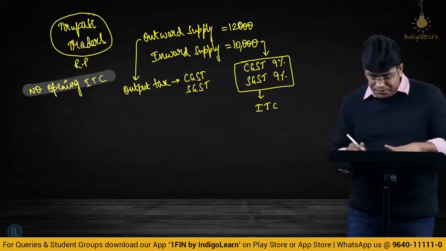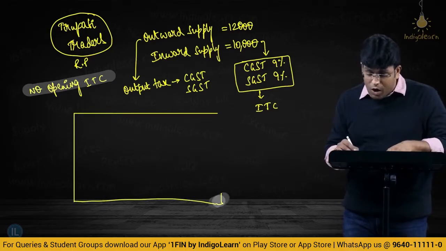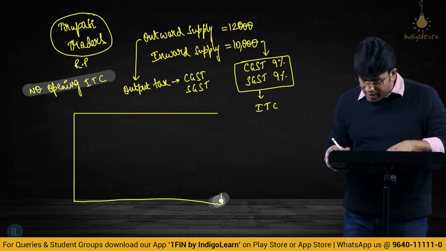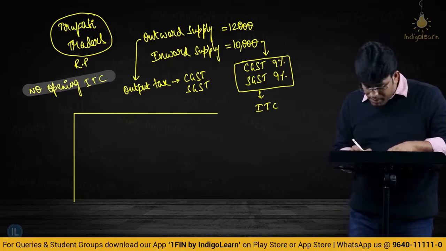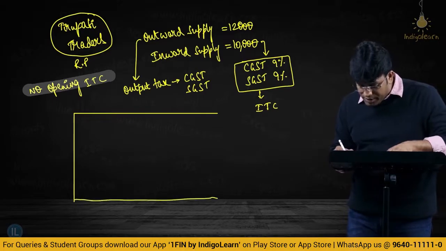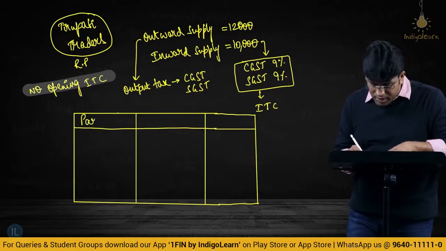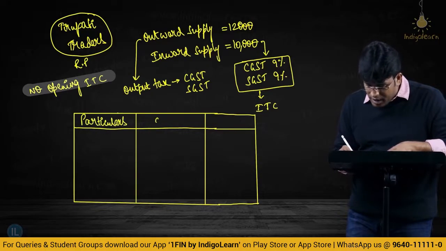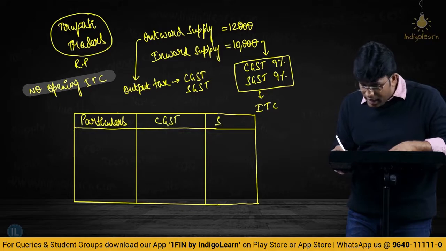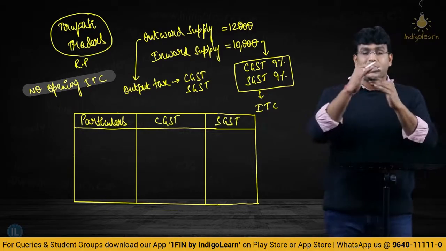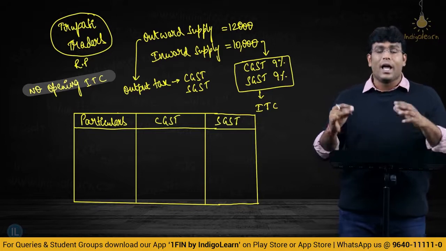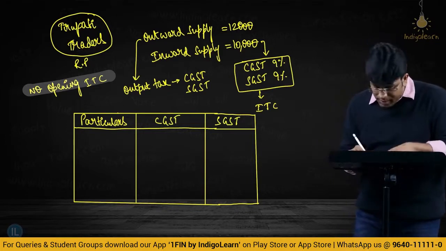So friends, let's prepare a small table to understand things better and make things much more comfortable for us. What are the columns I will take? Come on, my dear friends, tell me. What are the columns I will take? First column will be particulars, CGST, SGST. In the top row, we are talking about what is our output, what we have to pay. Tell me guys.